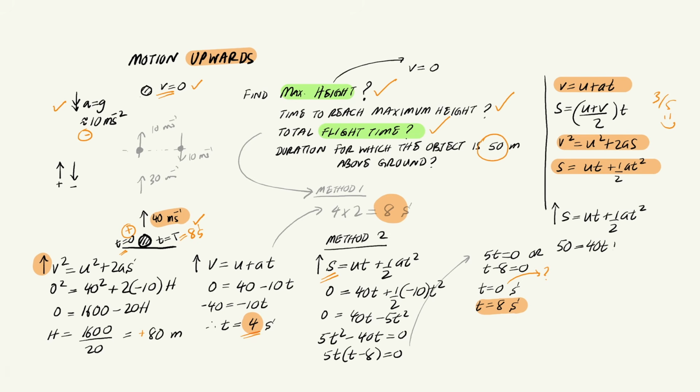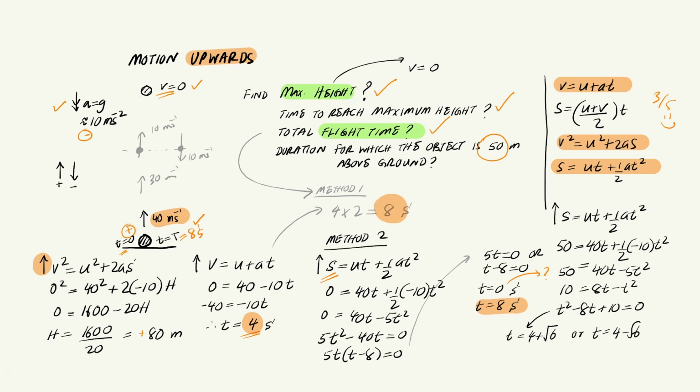50 equals 40t plus 1/2 times minus 10 times t squared. If we simplify, we get 50 equals 40t minus 5t squared. Dividing everything by 5, 10 equals 8t minus t squared. Then rearranging into standard quadratic form, t squared minus 8t plus 10 equals 0. Solving with the quadratic formula gives two values. T equals 4 plus the square root of 6, or t equals 4 minus the square root of 6.